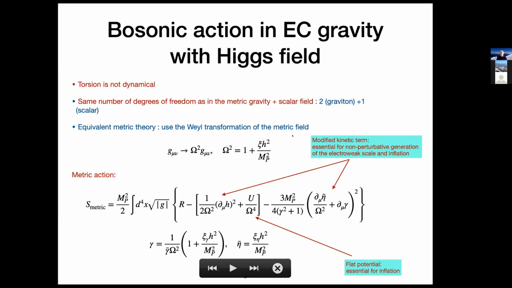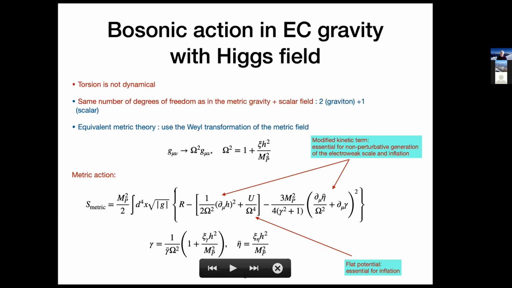Okay, so what you can do is construct the Lagrangian, which has exactly the same physical content, but in metric gravity, so that only the metric plays the role of a dynamical variable. There are several technical steps which should be done here. I'm not going to discuss them. This is pretty straightforward. The trick is to make a Weyl transformation of the metric and then perform several manipulations.